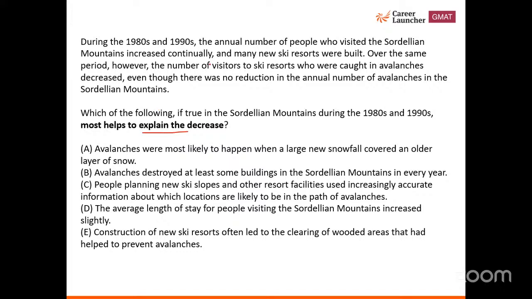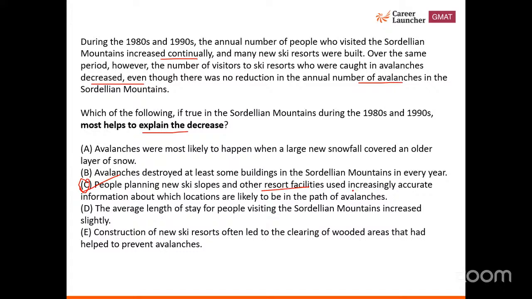So we'll have to explain, despite more, you know, here the number of avalanches remaining the same, right? More tourists coming in, increased. The number of people caught in avalanches decreased. Now that is a little surprising, right? Total number of people coming, more. Number of avalanches, the same. Still fewer people were caught in avalanches. How is that possible? Why is that so? The only logical answer choice to this would have been C part.